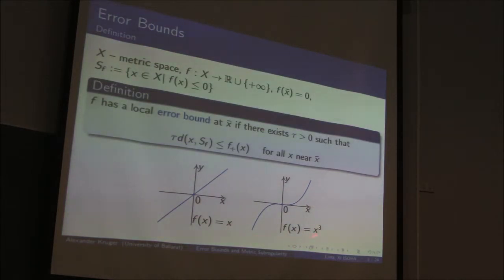Okay, so this is the property. This is an illustration, two simple functions. In both cases, this set S_f is the negative half line. In the first case, we can get this linear estimate, and even we can take tau equal 1. It's not difficult to check. In the second example, we can't get this estimate because f of x goes to 0 much quicker than x goes to 0 from the right.